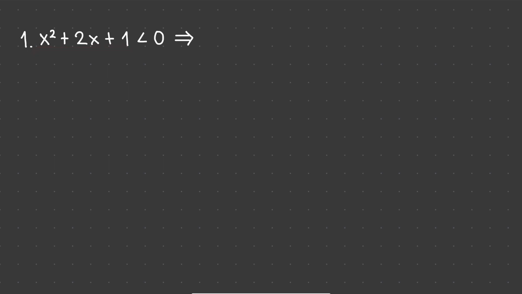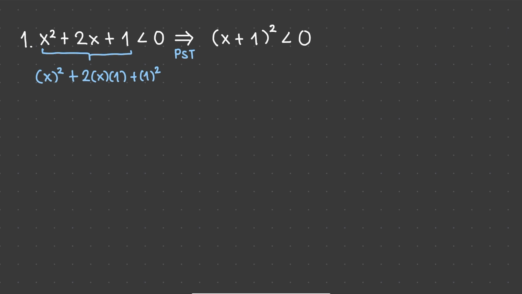Next is to factor everything that you have isolated, which means that we need to factor this one out. Fortunately for us, this one is just a perfect square trinomial. Indeed, this is the same as x squared plus 2 times x times 1 plus 1 squared. So just recall that when you have that form, a perfect square trinomial, it factors into (x plus 1) squared less than 0.